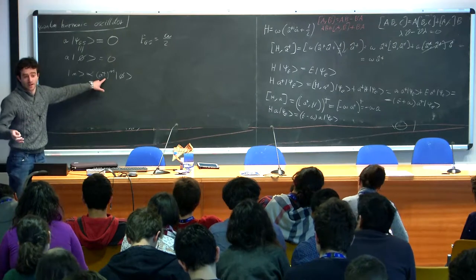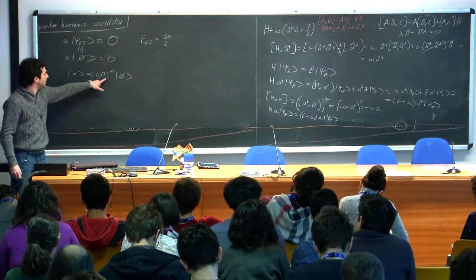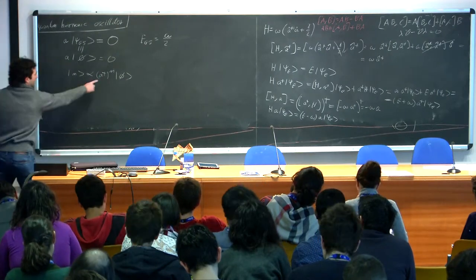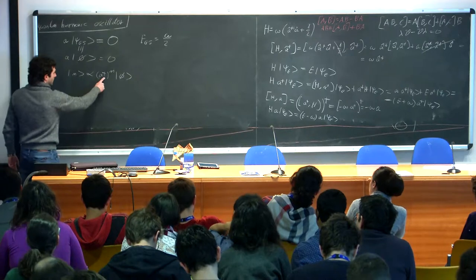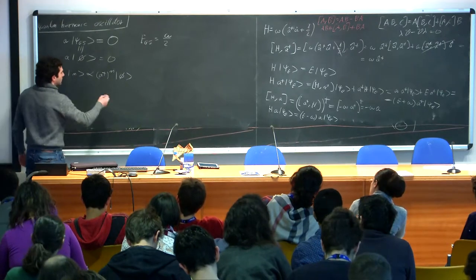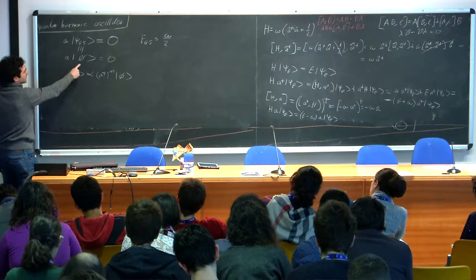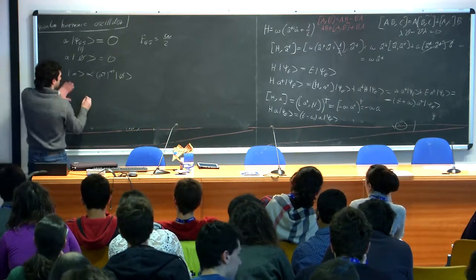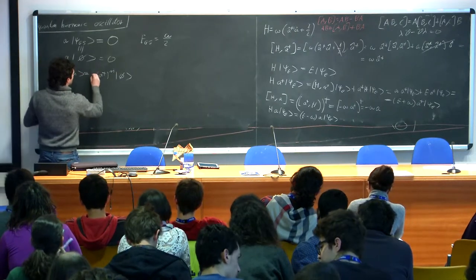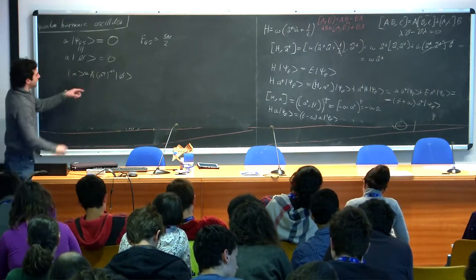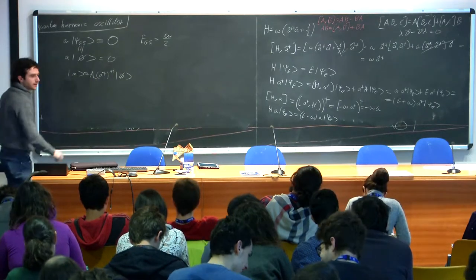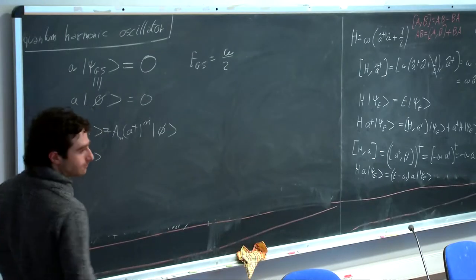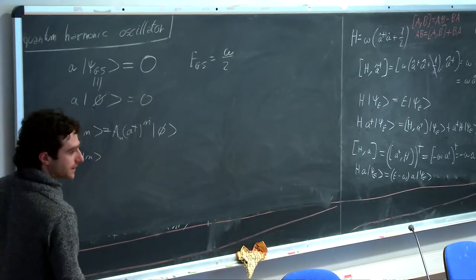By the way, this is not normalized, but we can easily normalize this operator. Do you want to normalize? Yes. If you assume that the ground state is normalized, then this n-th state is equal to a constant times this. Let's try to determine the constant, A_n. We have to impose that this is a normalized vector, so 1 is equal to this.